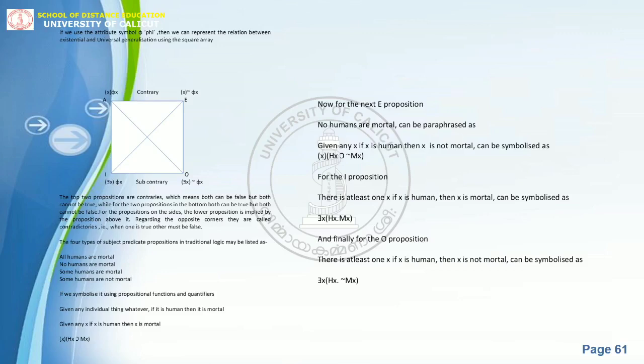So if we symbolize it using propositional functions and quantifiers, let's first symbolize the A proposition. Given any individual thing, whatever, if it is human, then it is mortal. So we can write it as, given any x, if x is human, then x is mortal, as universal quantifier x, and in brackets Hx implies Mx.